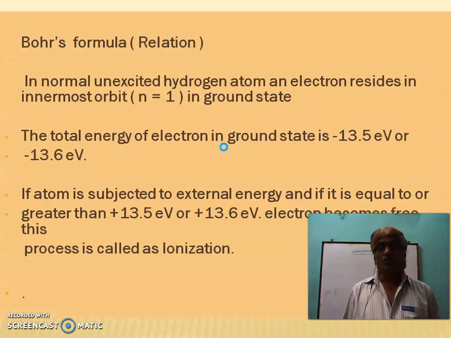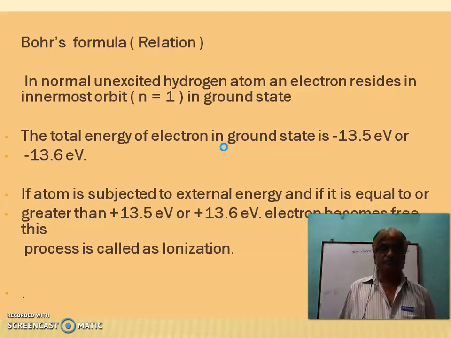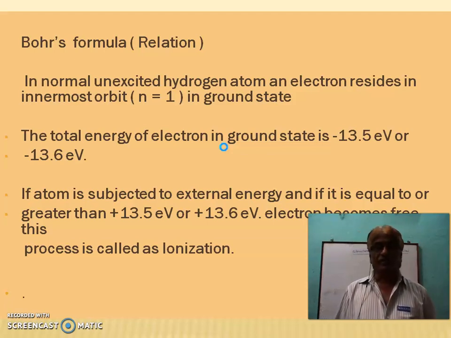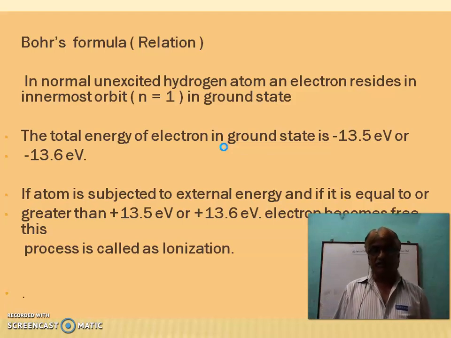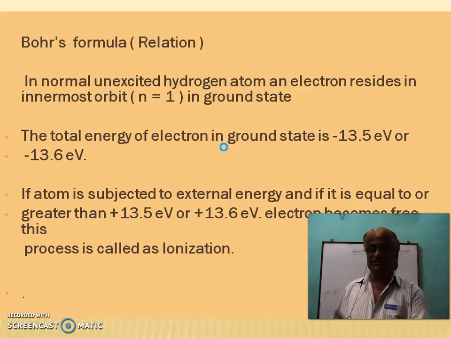So today we have studied Bohr's formula or Bohr's relation. In this Bohr's formula, we see that in a normal unexcited hydrogen atom, an electron resides in the innermost orbit, n equal to 1, in its ground state.